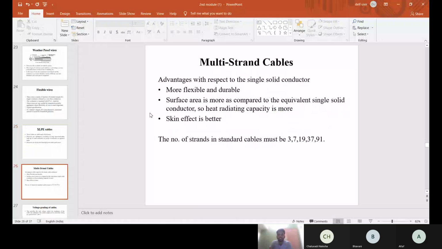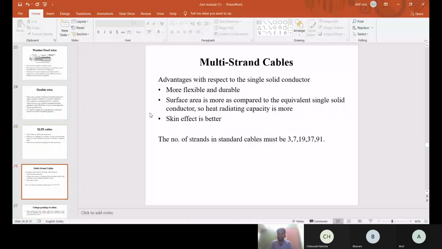And the next thing is that the surface area is more as compared to the equivalent single solid conductor. So the heat radiating capacity is more. What does it mean? Surface area is more.